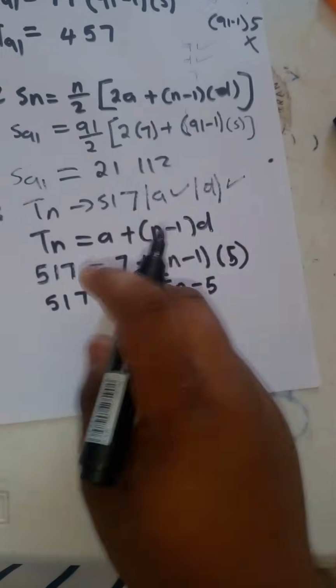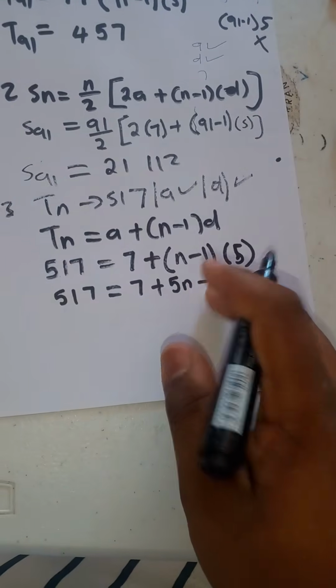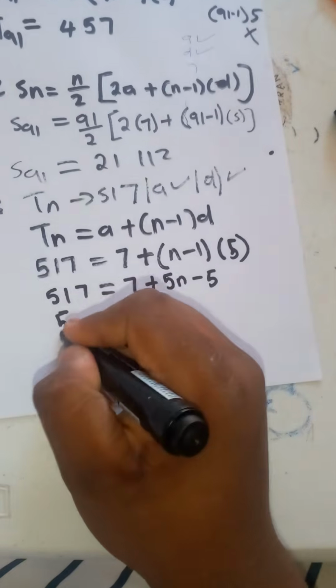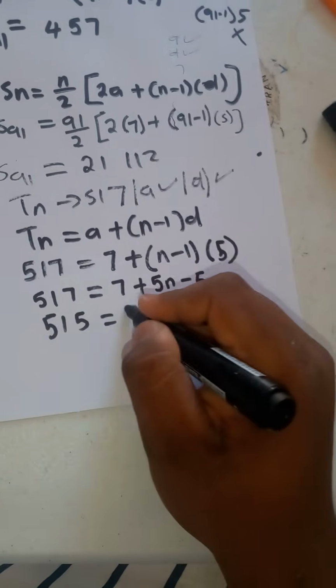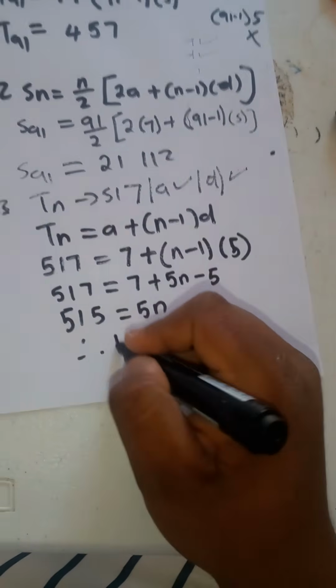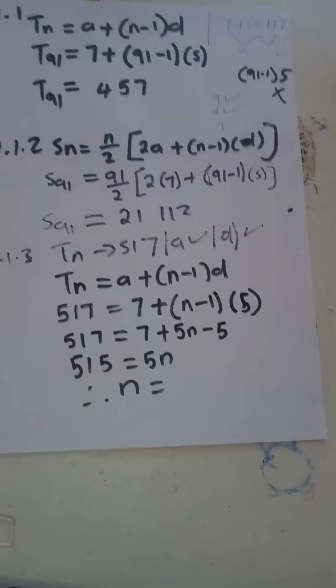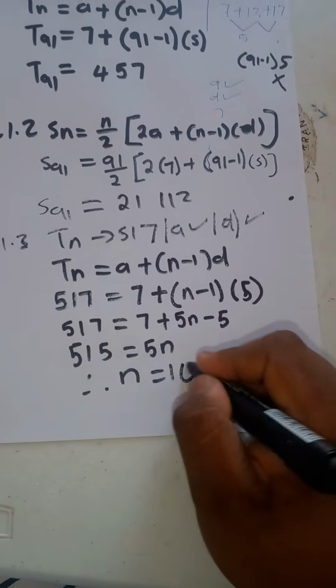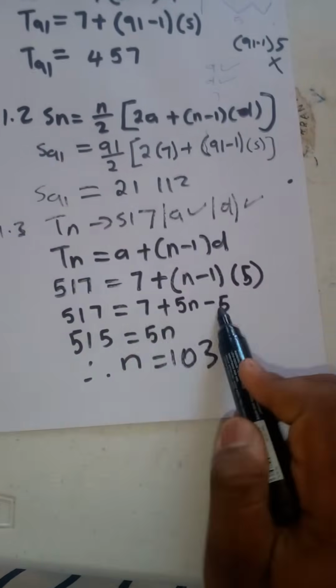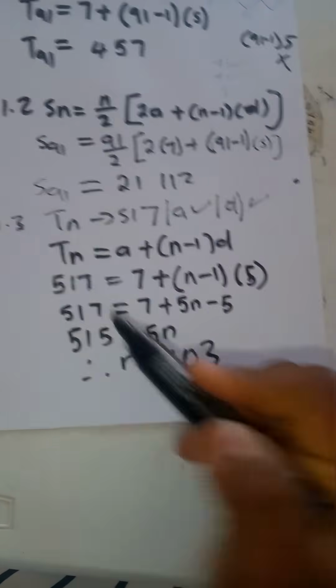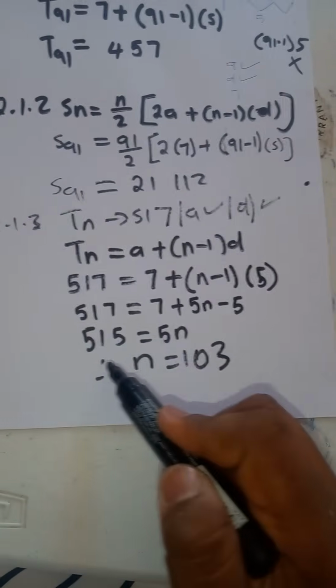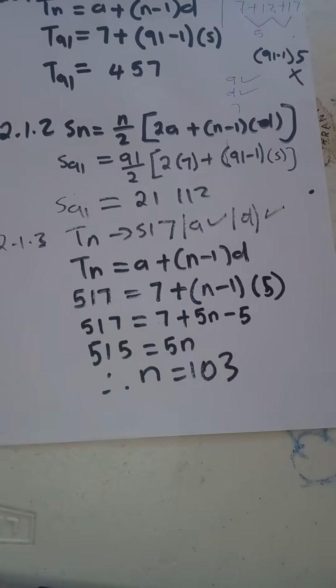So what is 7 minus 5? It is 2, right? So when I take that one to the other side, it will be 515. It is equal to 5n. Therefore, the value of n is equal to 103. 7 minus 5 is 2, and then when I take this one, 517 minus 2 gives me 515. Then that's how I got my answer.